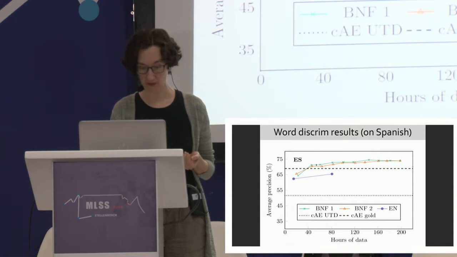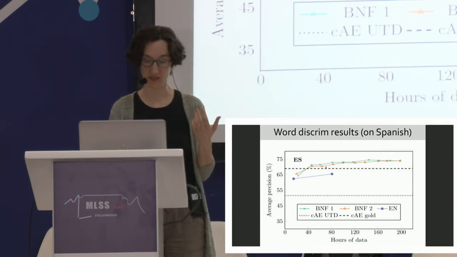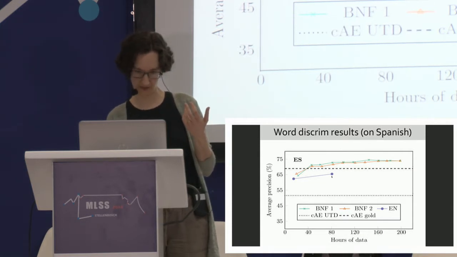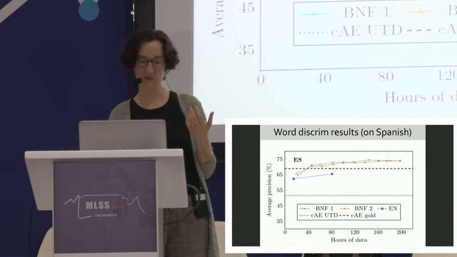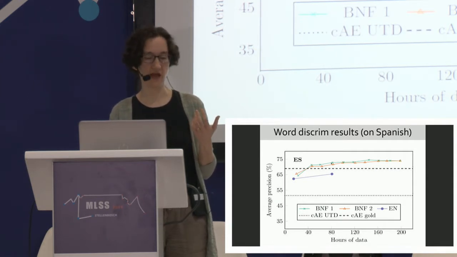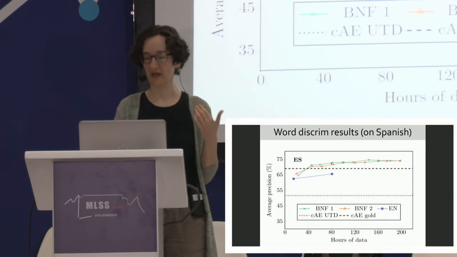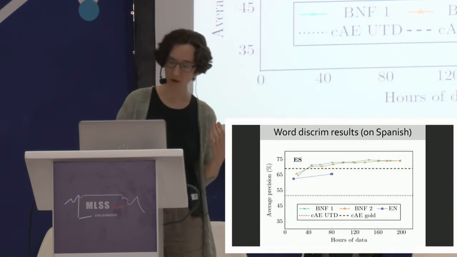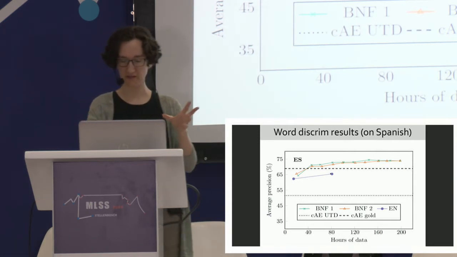Because here's the comparison to just using English data. Here's 80 hours of English data versus about the same amount of, I guess that's 1, 2, 3 languages. And you can see that having multiple different languages is doing a lot better than just having more English data. Okay, so that's the walkthrough of that.